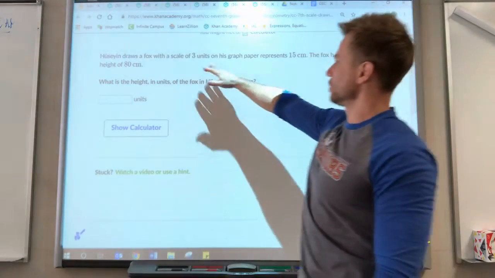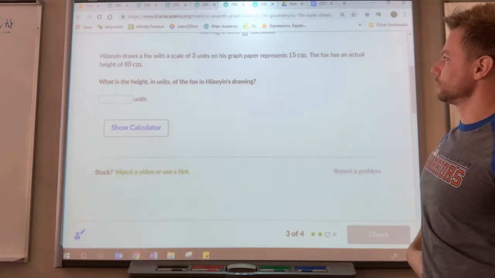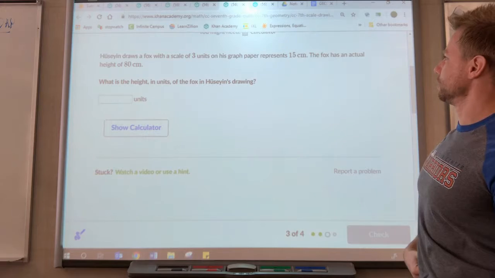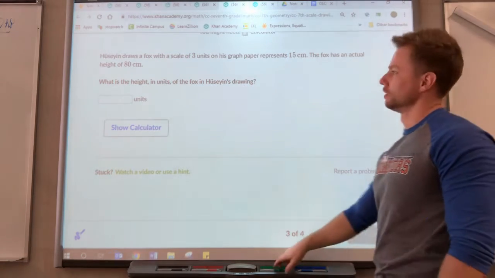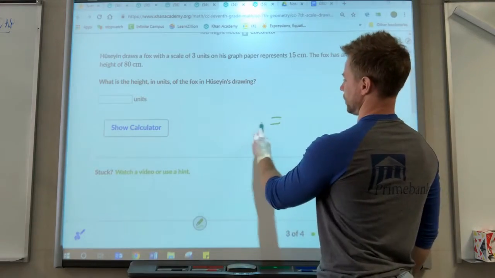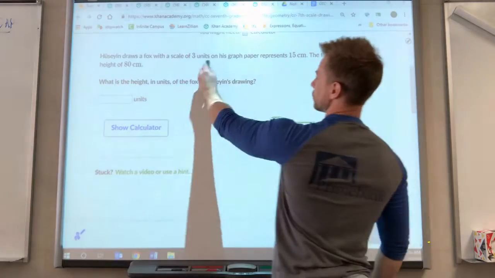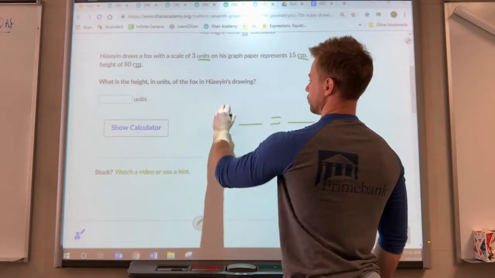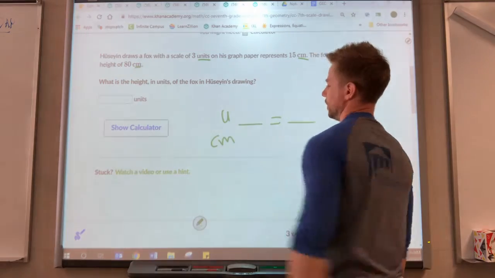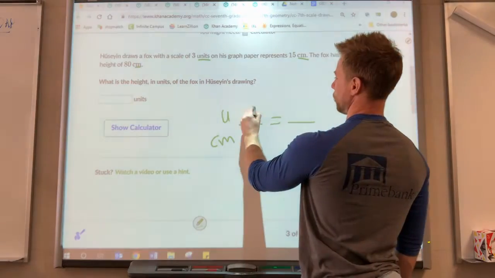We're drawing a fox with a scale factor of 3 units on his graph paper. 3 units on his graph paper represents 15 centimeters. The fox has an actual height of 80 centimeters. Again, we're just setting up a proportion. We have 3 units, and centimeters, and then centimeters again. So we'll go U for units and centimeters. Remember, if they're in the same sentence, they go in the same ratio.